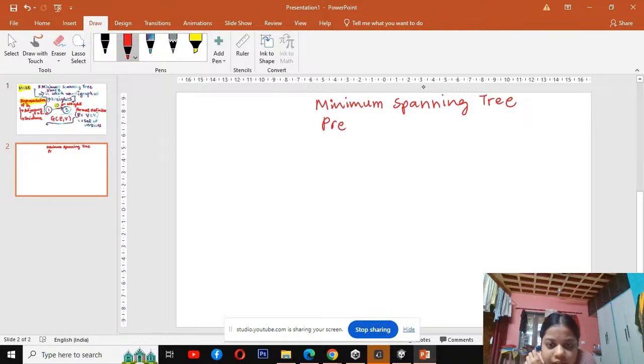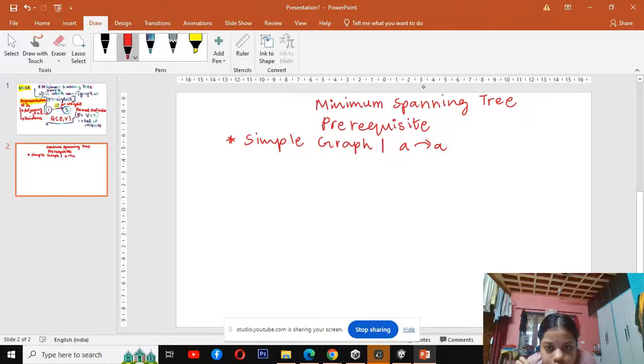I'll just talk about prerequisites. We are using a simple graph, where there are no self loops, such that I'll represent this with a vertical bar, such that there are no loops from node to node. This is not allowed.